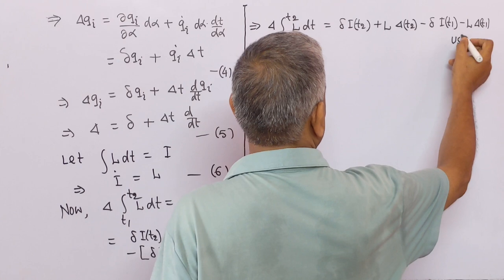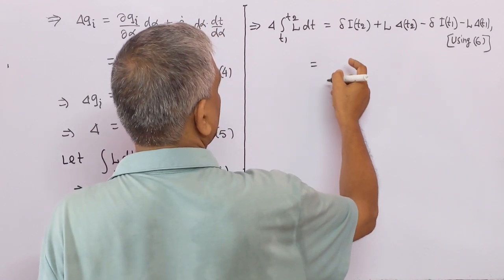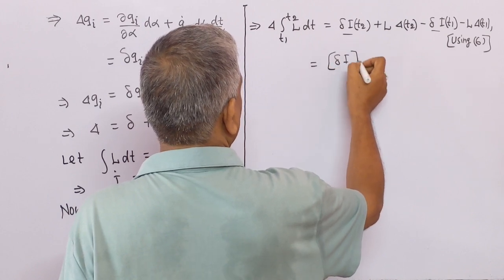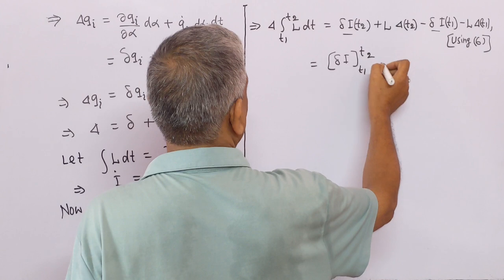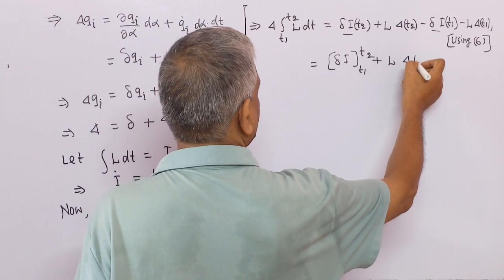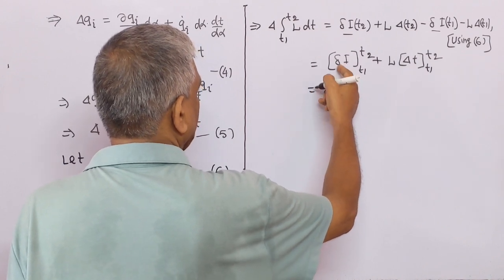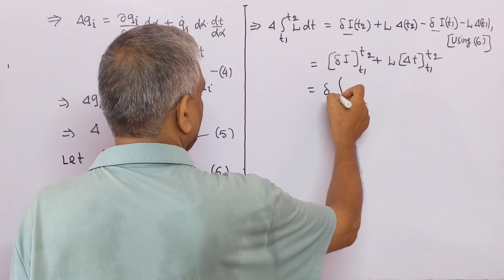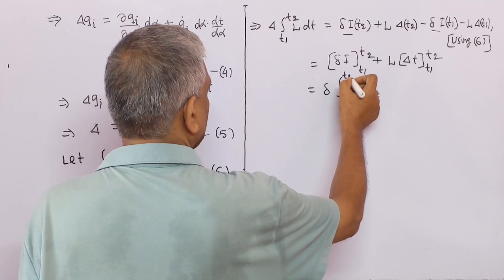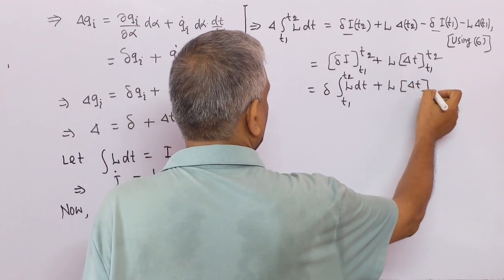Using 6. This equal to, from this and this we get delta I T1 to T2 plus this is L delta T, T1 to T2. We may write this lowercase delta I means integration L dt limit T1 to T2 plus L delta T, T1 to T2.